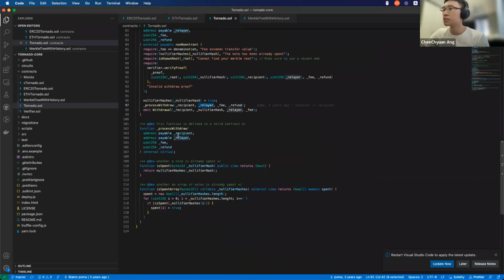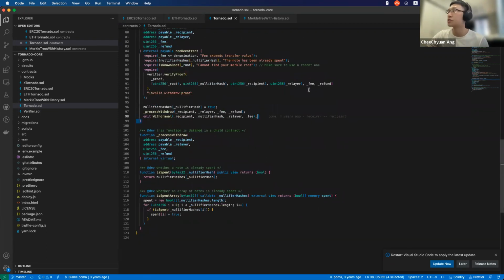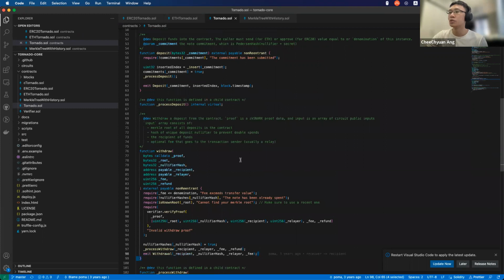So yeah, once it's done, we are able to withdraw our notes, and then we will emit an event. This is pretty standard. Okay, so aside from the nullifier hash question, are there any questions regarding these two functions? Because if not, I'll move on to the circuit.